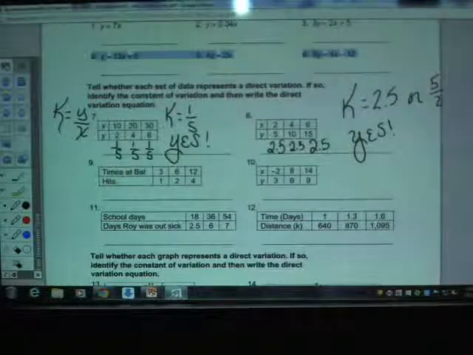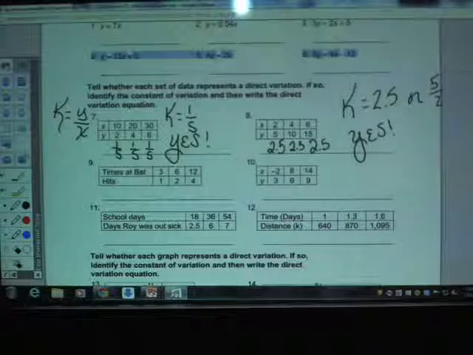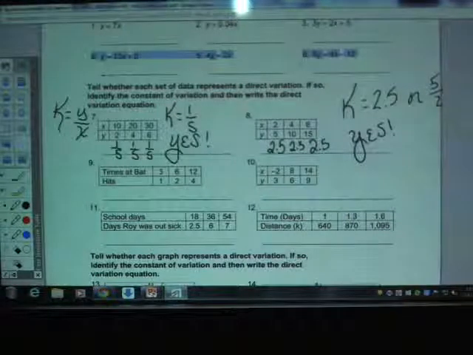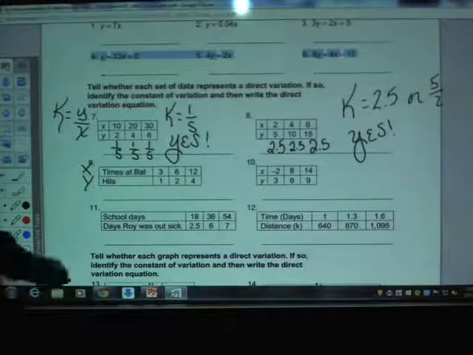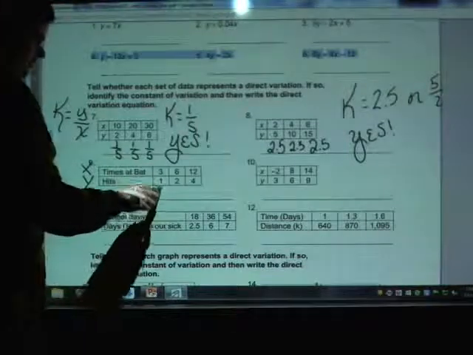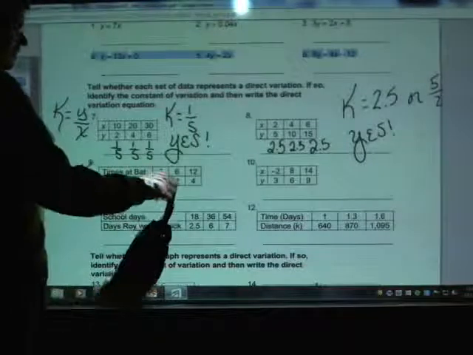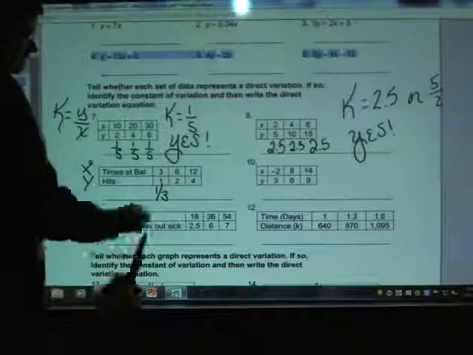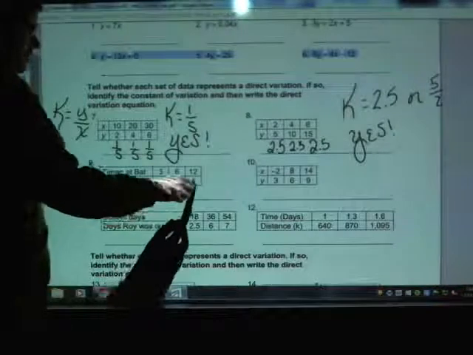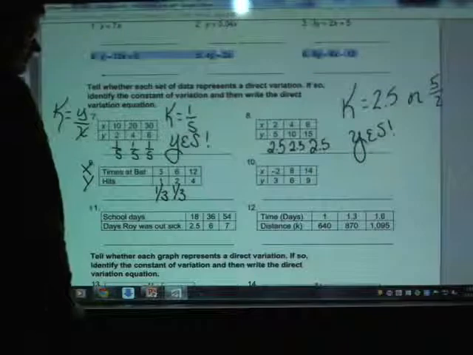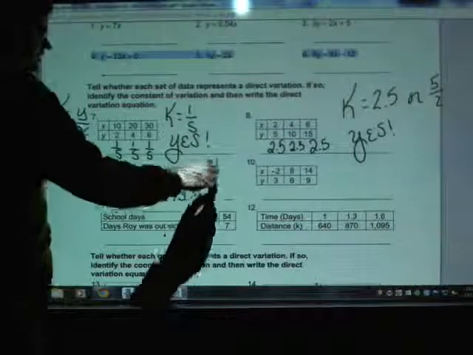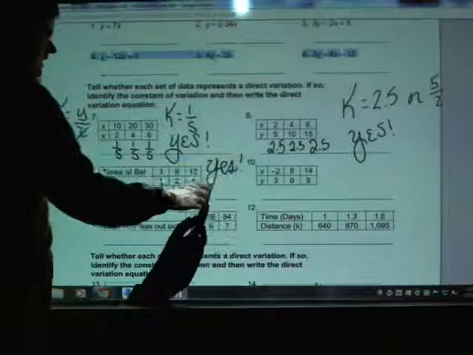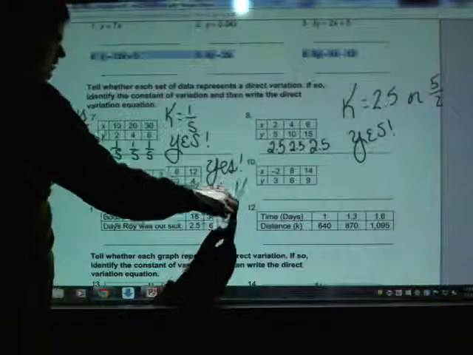All right, let's do one more here. Let's look at number 9. Number 9, we're going to go ahead and start dividing. Now, they didn't give me x and y here, but we can just change these into x and y. It's not a big deal. So I'm going to have x times at bat with y hits. 1 divided by 3, a third. 2 divided by 6. Well, 2/6 reduces to a third. 4 divided by 12 reduces to 1/3. So since all of these are a third, this is another yes. Constant of variation here is 1/3.